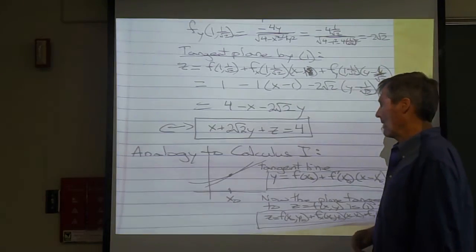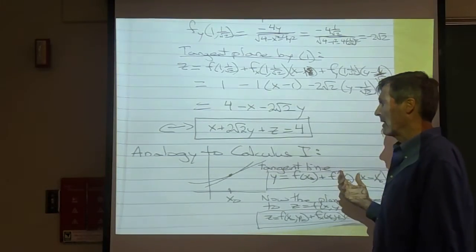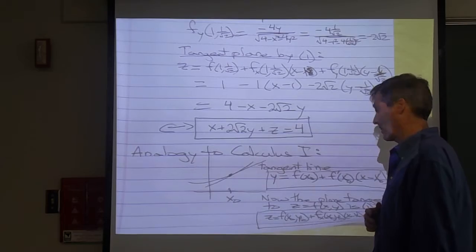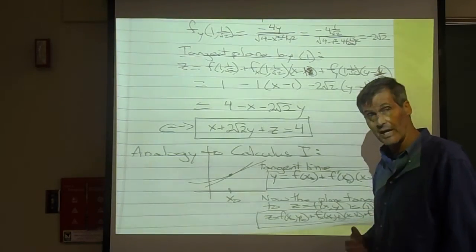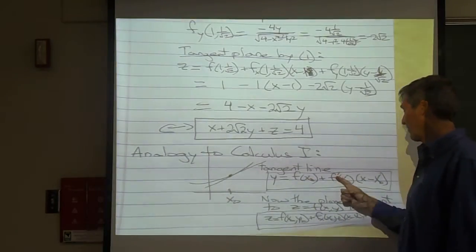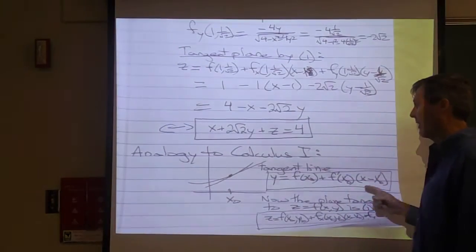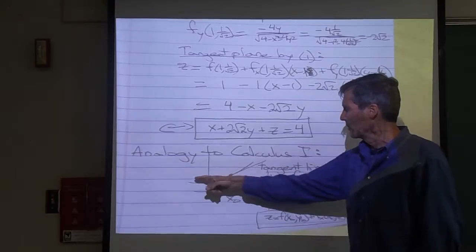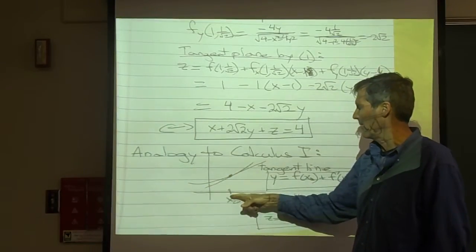And then I wanted to point out, I told you this isn't too hard to memorize. Here's a good reason why. Do you remember from calculus 1 how you wrote the equation of the tangent line? It was very similar. y equals f of x0 plus f prime of x0 times x minus x0. That was the equation of the tangent line to a curve y equals f of x at the point x0.